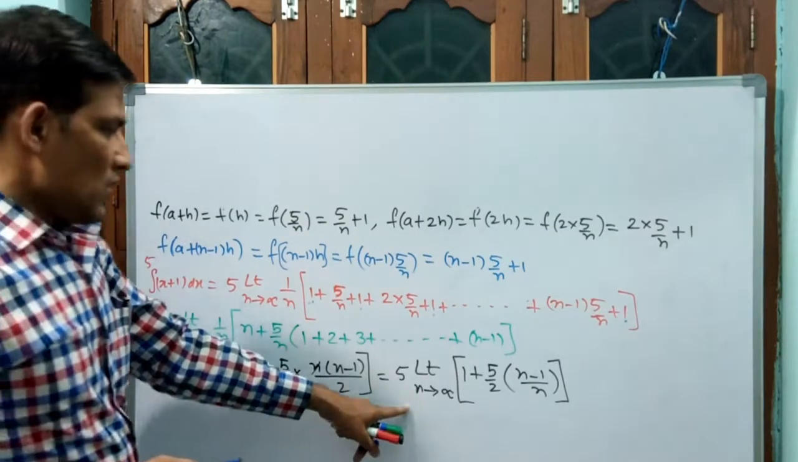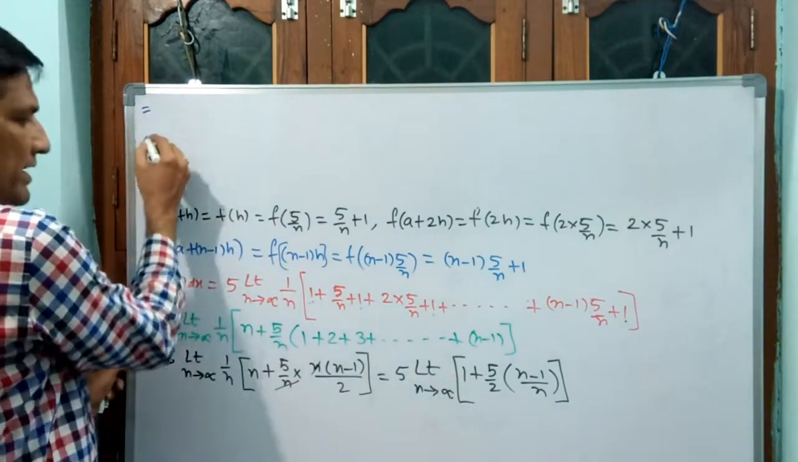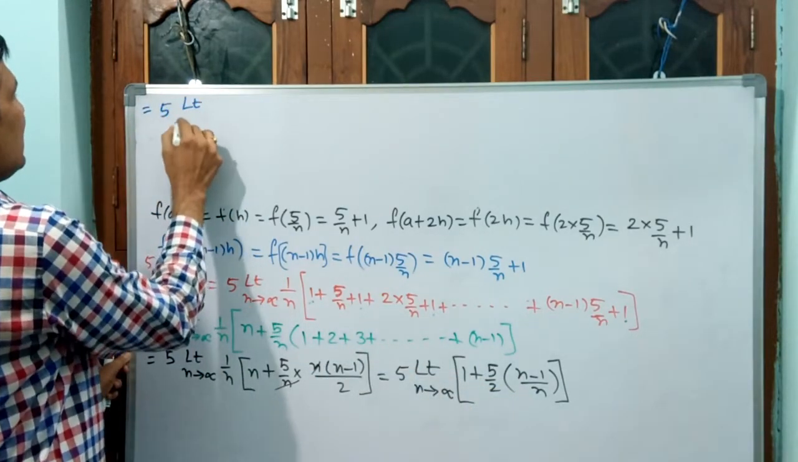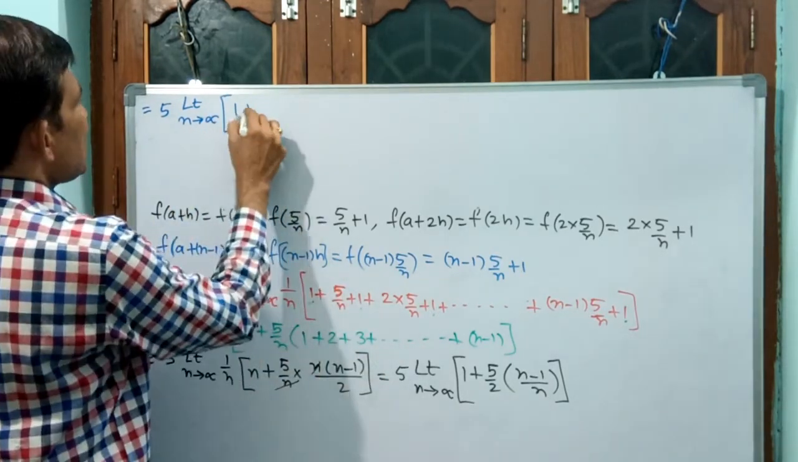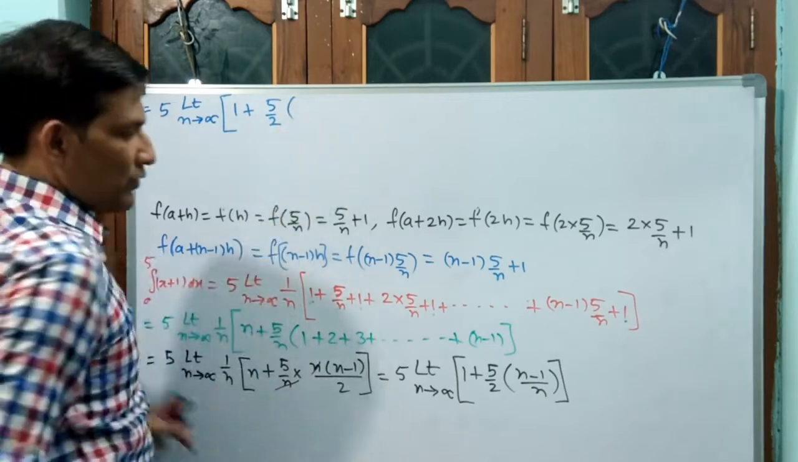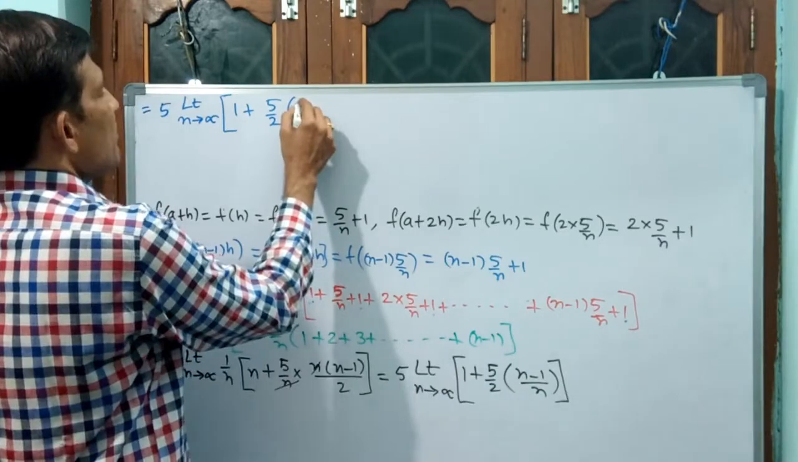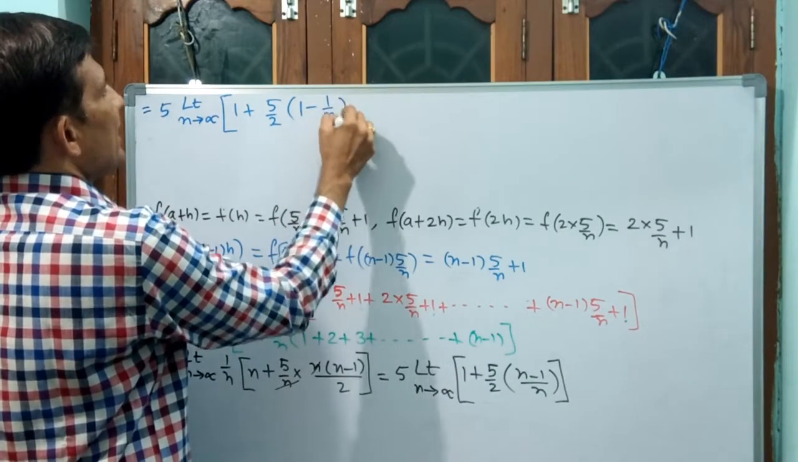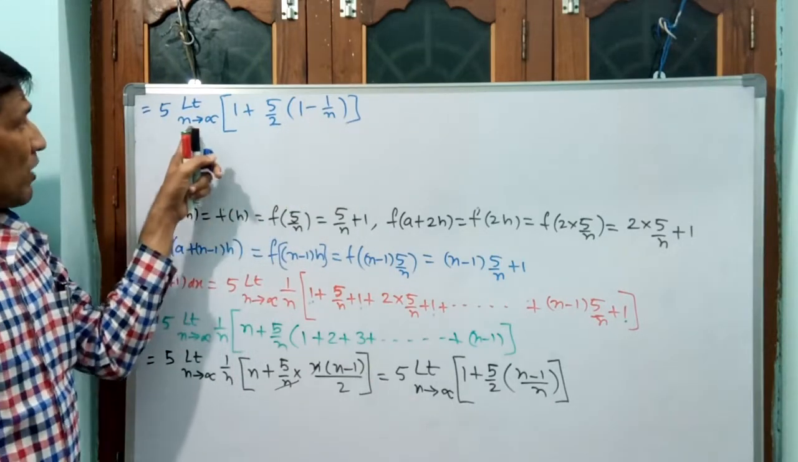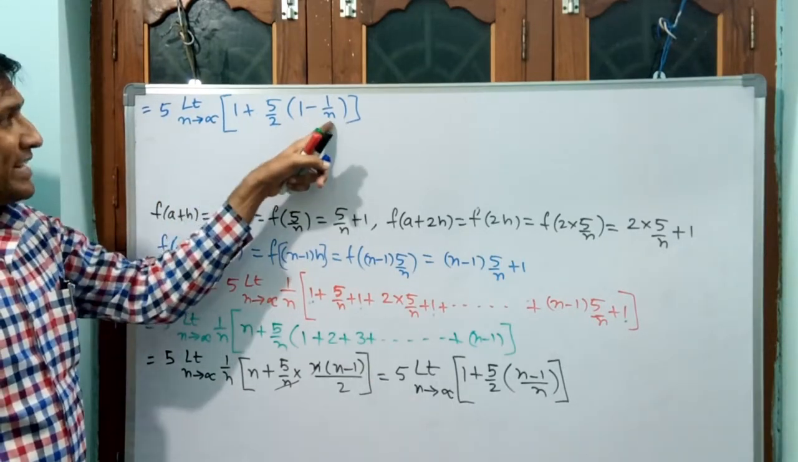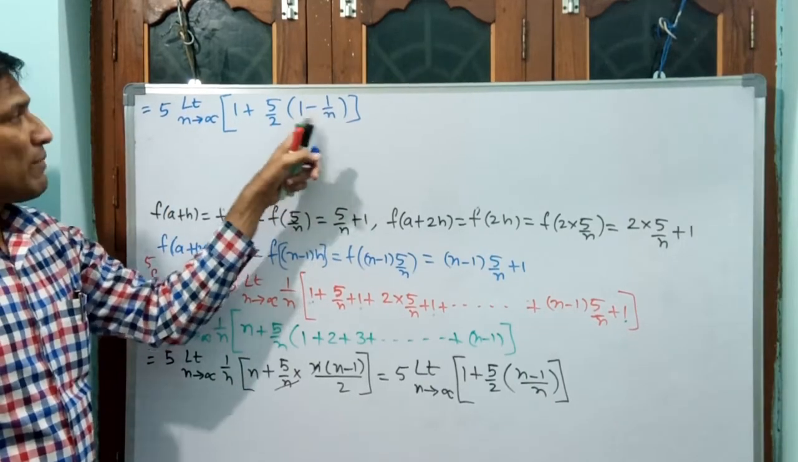Okay, see, now what is happening, once again I am writing 5 limit n tends to infinity, 1 plus 5 by 2 into, you see, n minus 1 by n means n by n minus 1 by n. N by n means 1, minus 1 by n. Now you apply limit. Why? Because only one n area is there. n tends to infinity means automatically 1 by n tends to 0. 1 minus 0 will come, right?